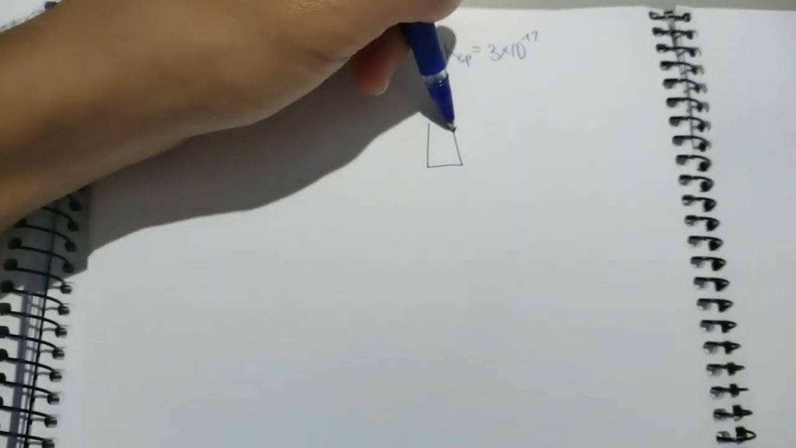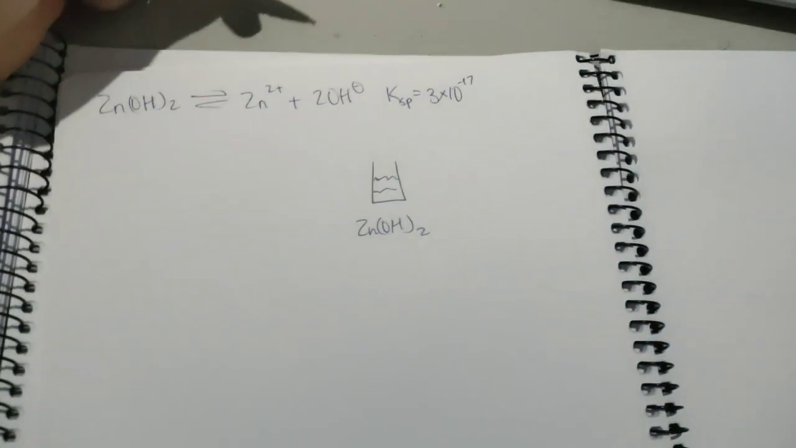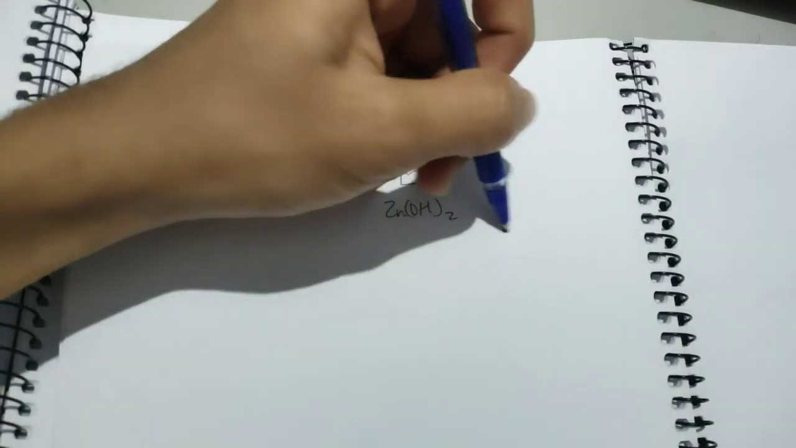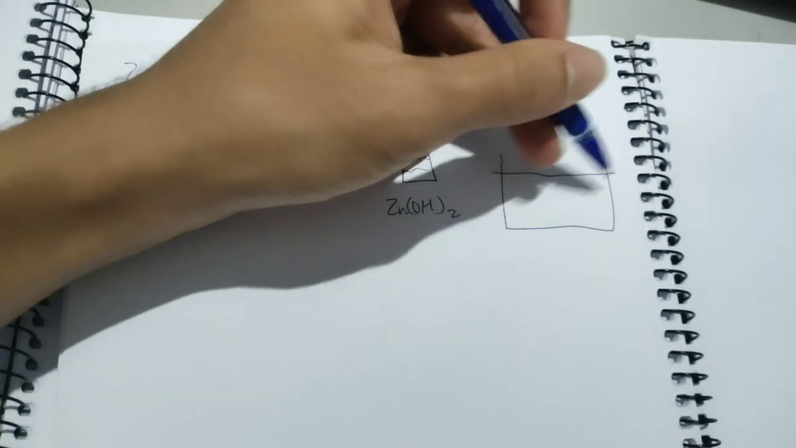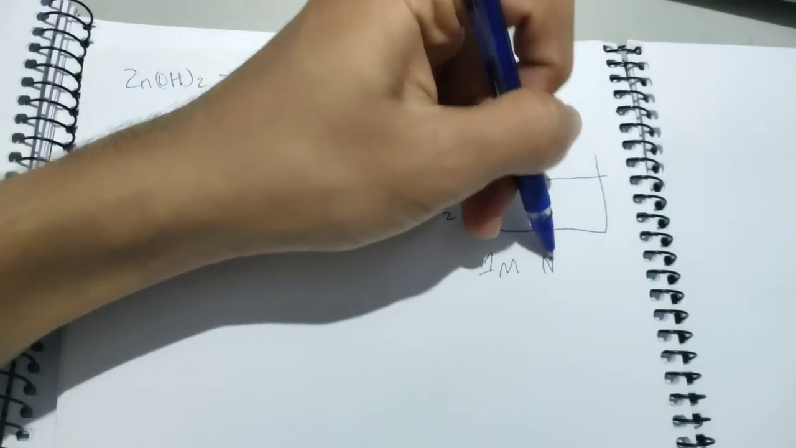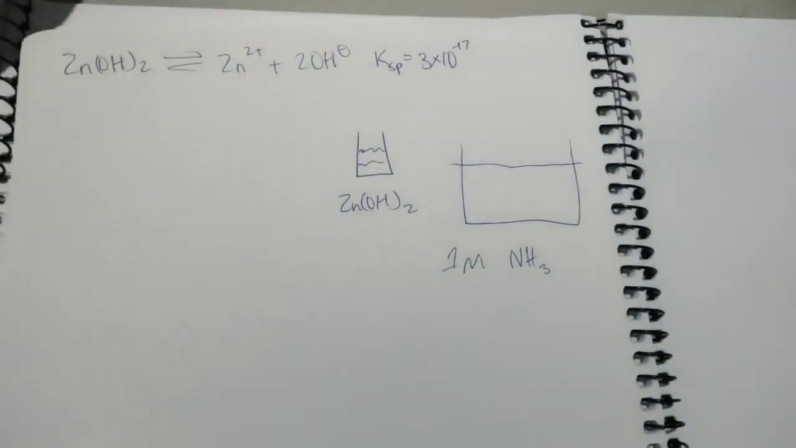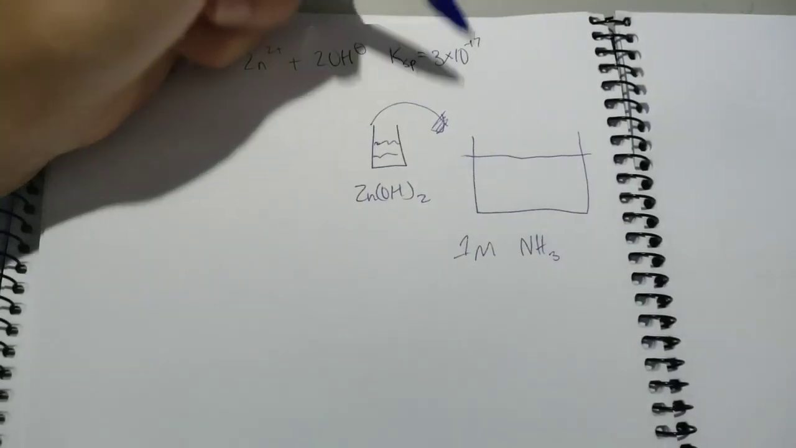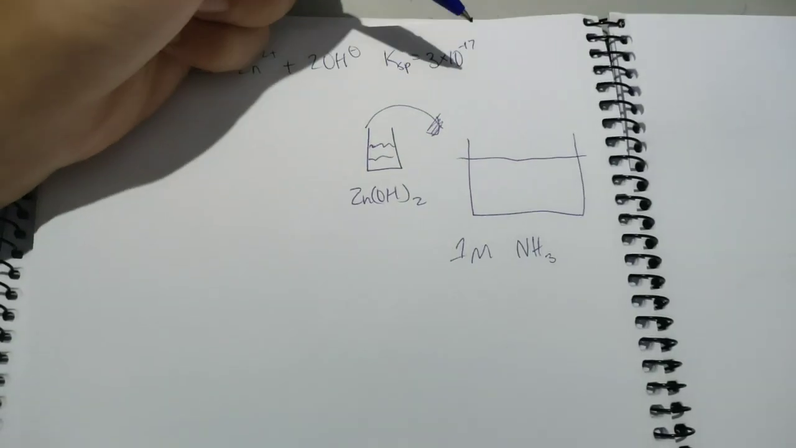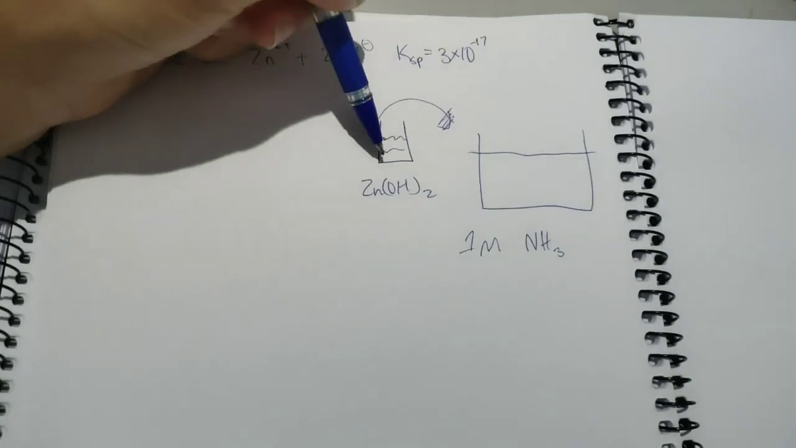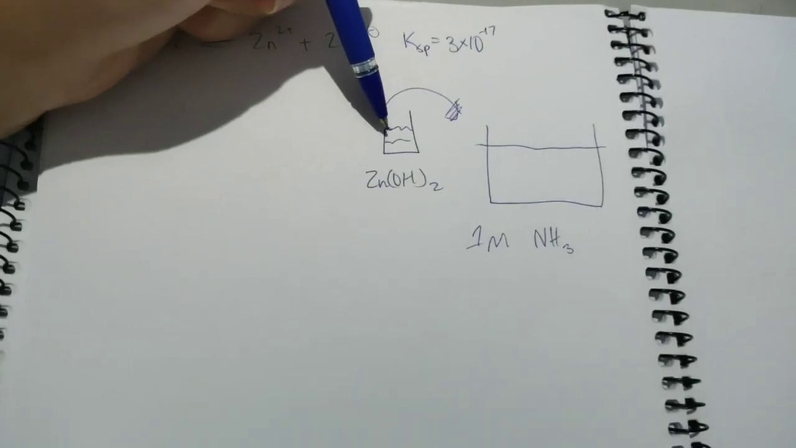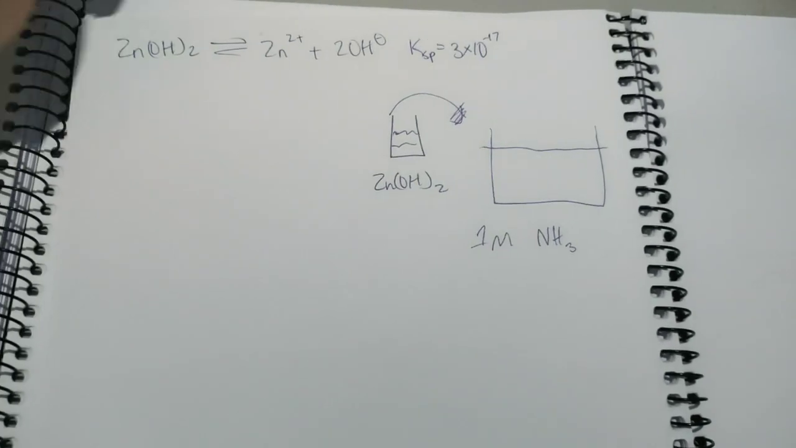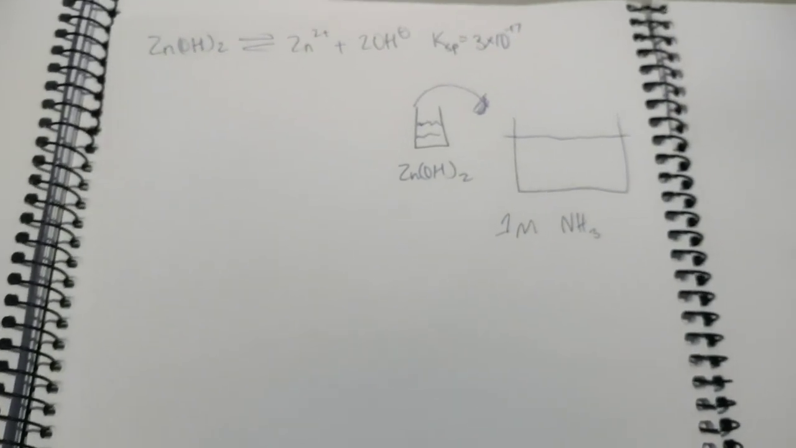Let's say that this is your solution where you have dissolved this. And what you do is you take a huge beaker of 1 molar ammonia solution and you dissolve it. I've used the words large beaker because the volume should be big enough for you to neglect the extra volume added by this solution, to ensure that the concentrations remain the same.